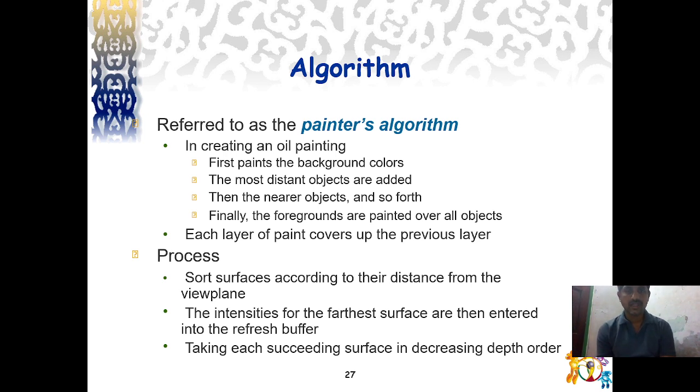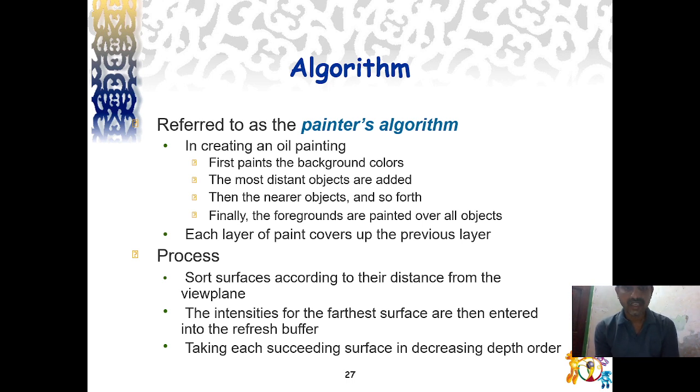Here each layer of paint covers up the previous layer. The process sorts surfaces according to their distance from the view plane. So the surfaces are sorted according to their distance from the view plane. The intensities for the furthest surface are then entered into the refresh buffer. That is, the intensities for the particular surfaces are stored in the refresh buffer.